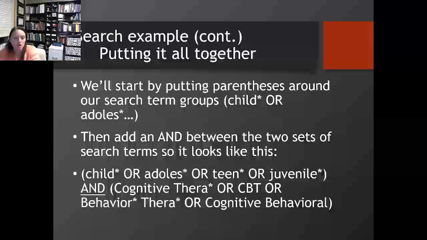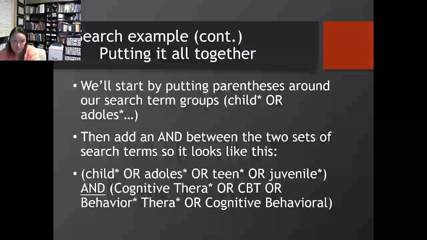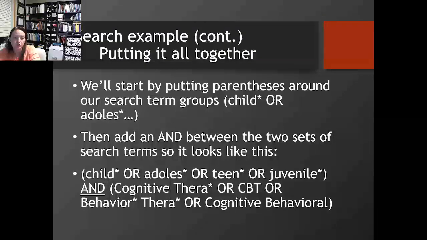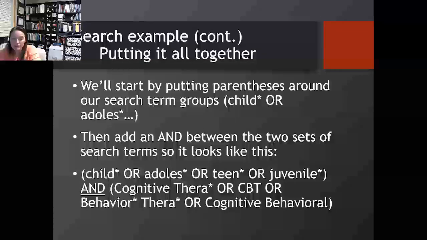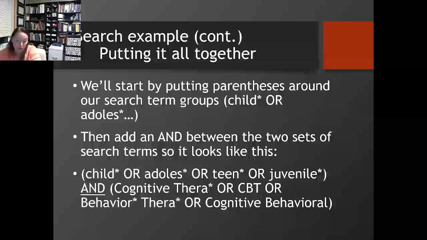All right, so you start by putting the parentheses around your like terms, so like for child and adolescent, and then you're going to include your Boolean operator, so AND, because you want articles that have the population and the therapy you're looking for, and then including the therapy that we just talked about, but also putting them in parentheses. And so that bottom bullet there is what it would look like when you're putting it in EBSCOhost.